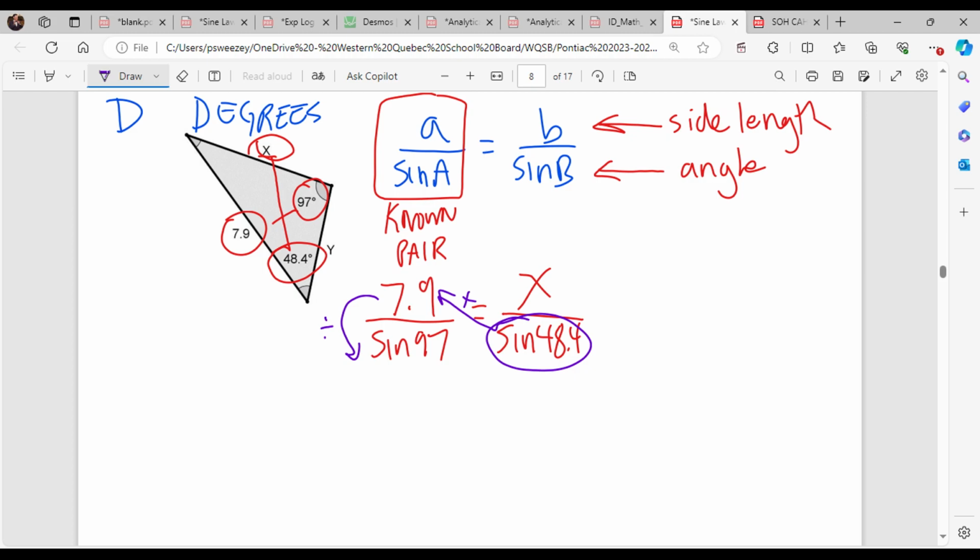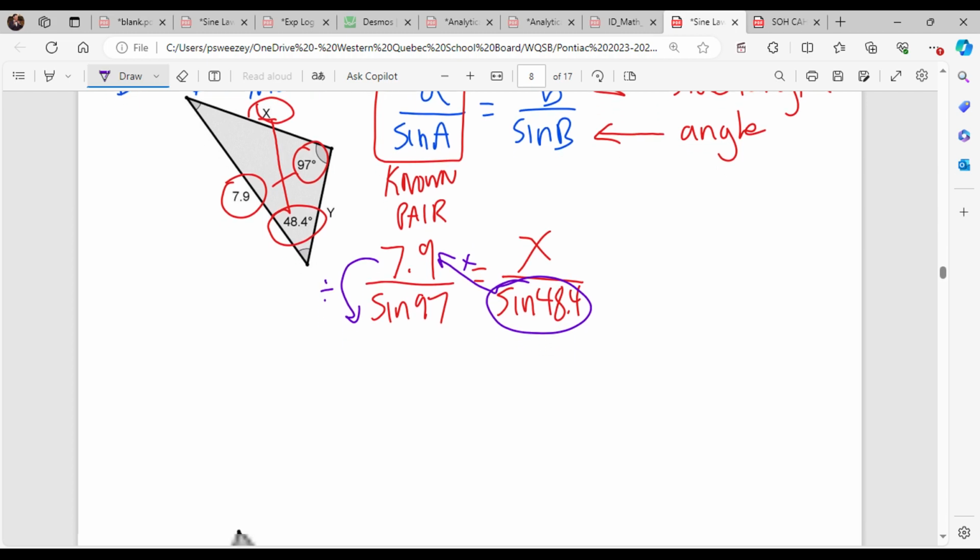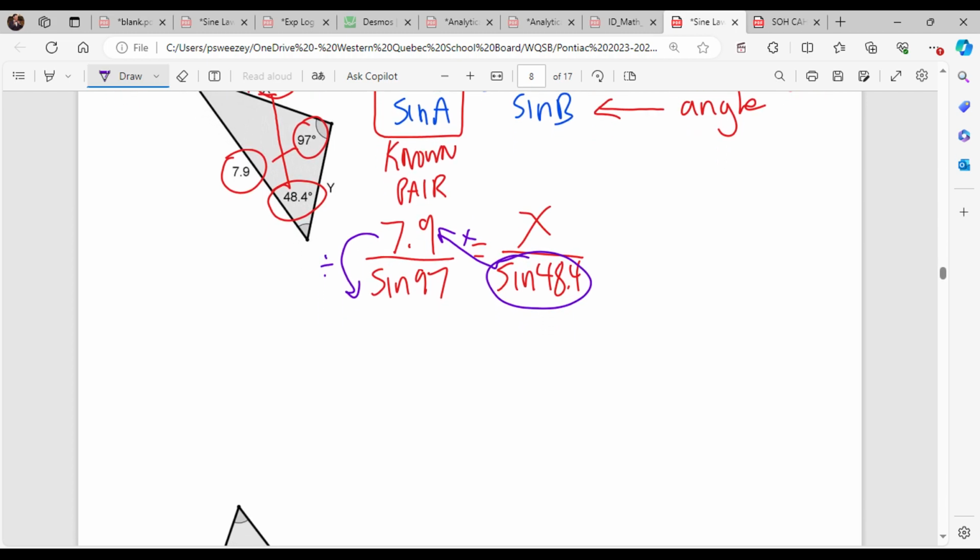Now, Bradley and a few others, your calculators are wonky. You may have to do the extra step of turning sine 97 into an actual decimal. And if that's the case and you have to do that, that's okay. It just matters. Madison, can you stop talking? That'd be great.